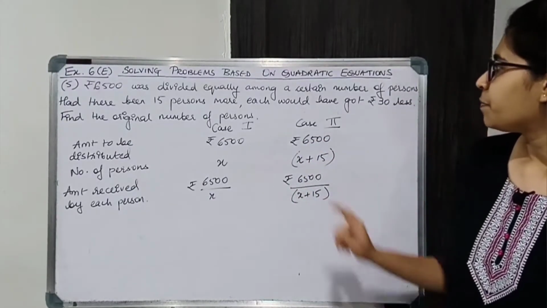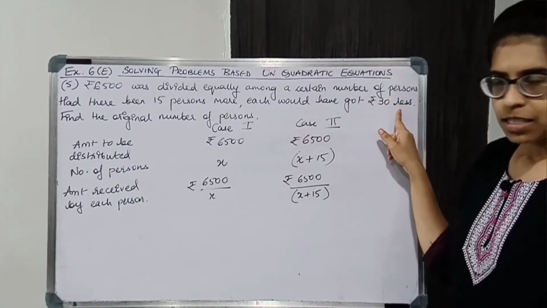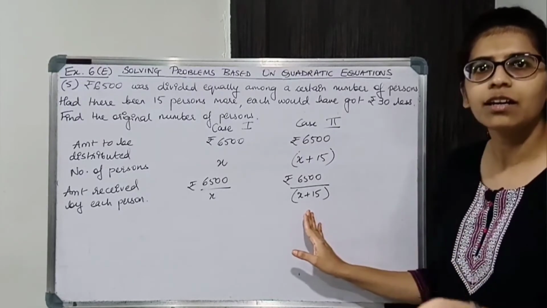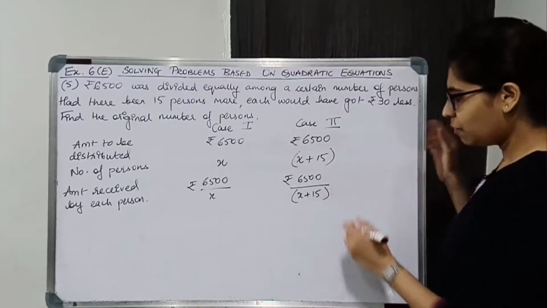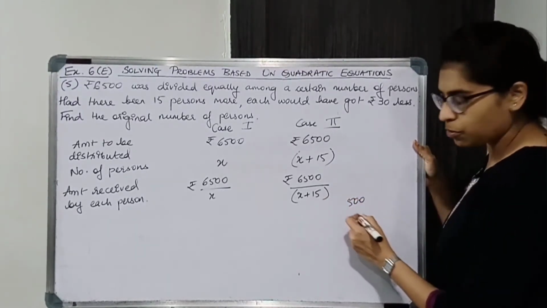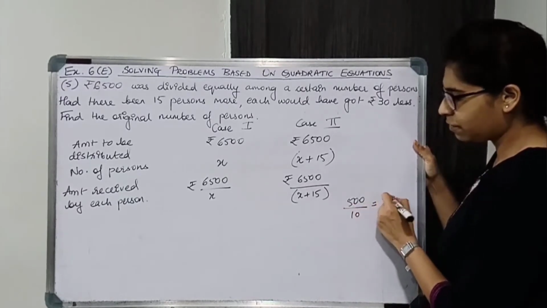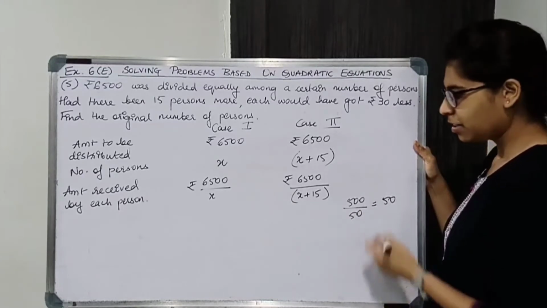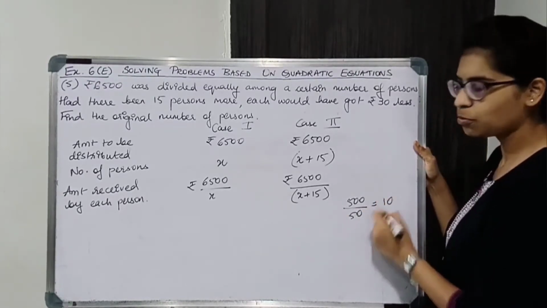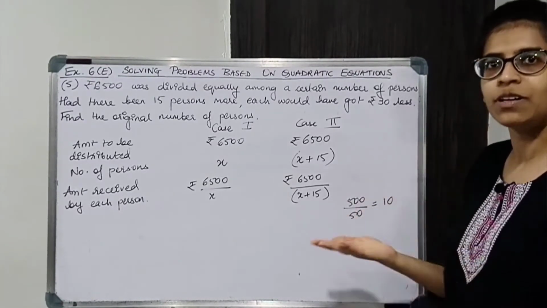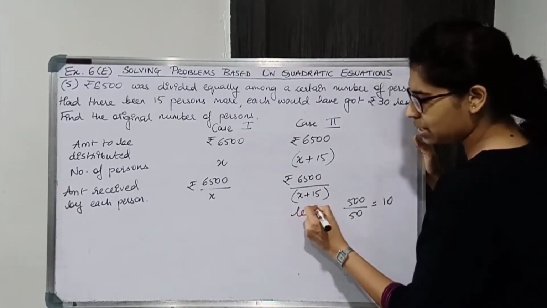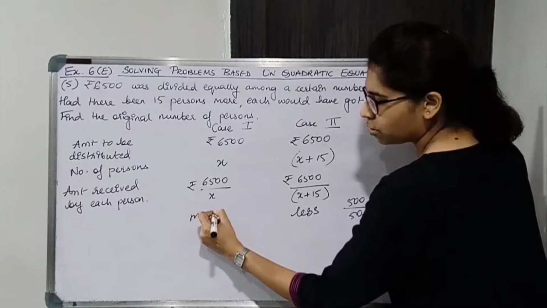Now, each would have got rupees 30 less. In this case we are getting less because the number of people has increased. If I have 500 and I am distributing among 10 people, each will get 50. But if I make it 50 people, each one will get 10 rupees. So more people, less money. So here it is less, here it is more.